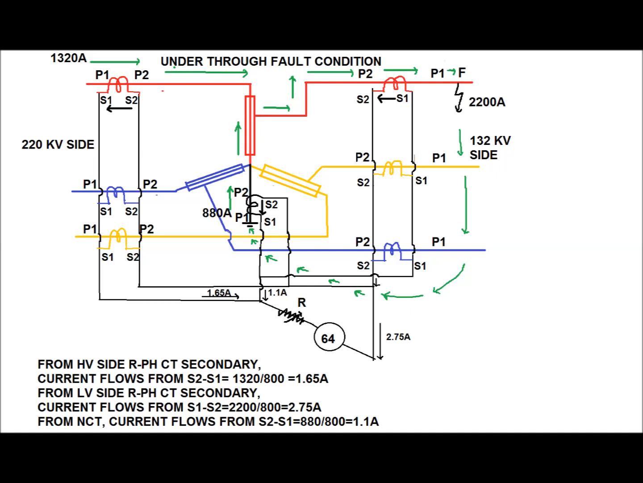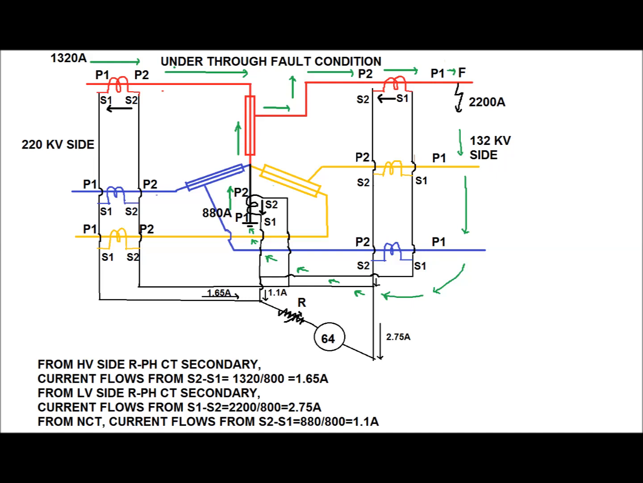Now let us consider that at the fault point the fault current is 2200 ampere. This fault current will be fed from the HV side CT and the neutral side CT or NCT as shown in this diagram. From the HV side CT, R phase CT secondary, current will flow from S2 to S1, since on the primary side the current direction is from P1 to P2. Therefore, the current in the secondary of the HV side CT will be equal to 1320 by 800 ampere, equal to 1.65 ampere.